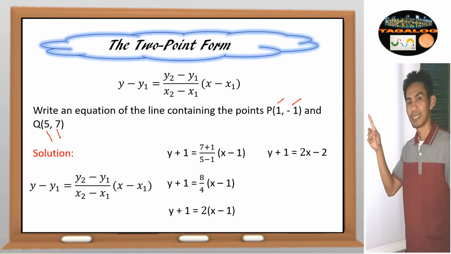Then, expand. Y plus 1 equals 2x minus 2. Then, we transpose positive 1 to the other side. Y is equal to 2x minus 2 minus 1, and y is equal to 2x minus 3. Yan na po ang equation ng line.